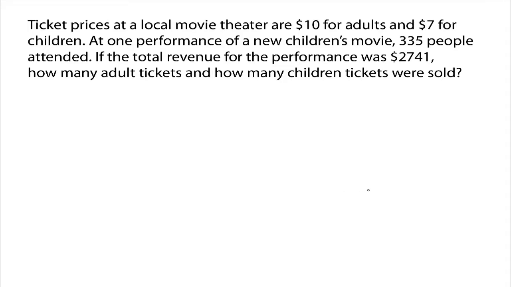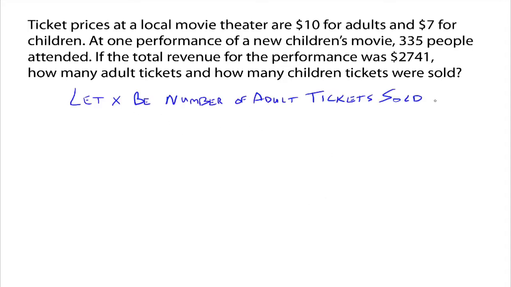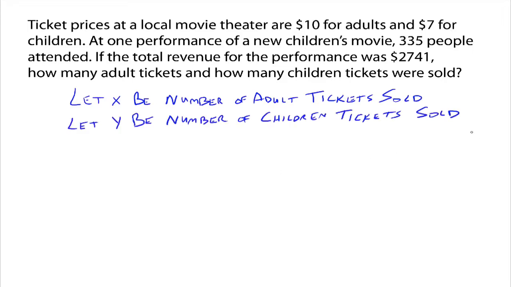Alright, so begin like we always do with word problems and define our variables. So let x be the number of adult tickets that are sold, and since we're looking for two things, we'll let y be the number of children tickets sold. As usual with most word problems, the hardest part is coming up with the equation. Or in this case, there's going to be more than one equation. So we're looking for two things. We need two equations.